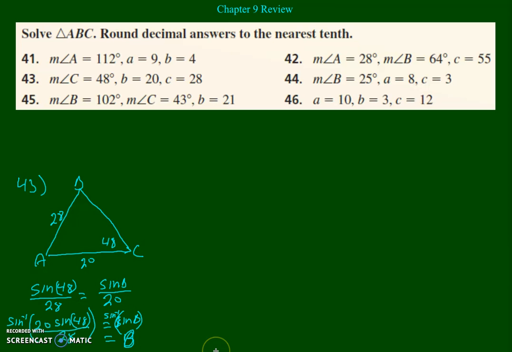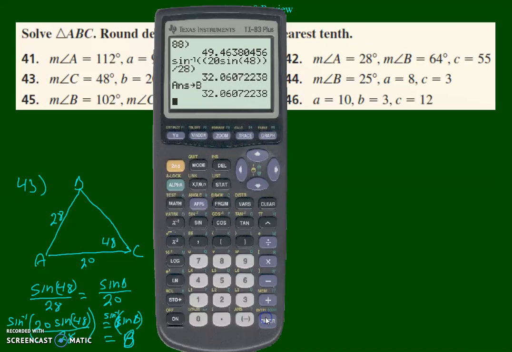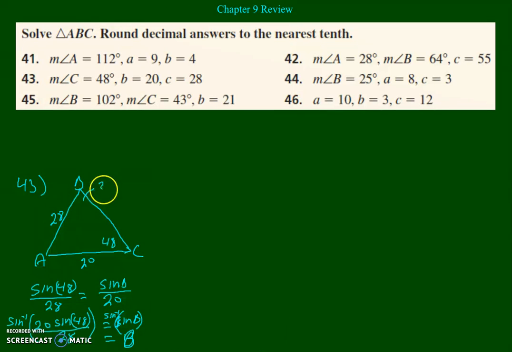So, putting that back into our calculator, we have second sine, and it's going to be 20 sine 48 divided by 28. 32.1. And again, I'm going to go ahead and store this. This is angle B. So store alpha B. And let's go ahead and write it. 32.1. So this is 32.1 degrees.